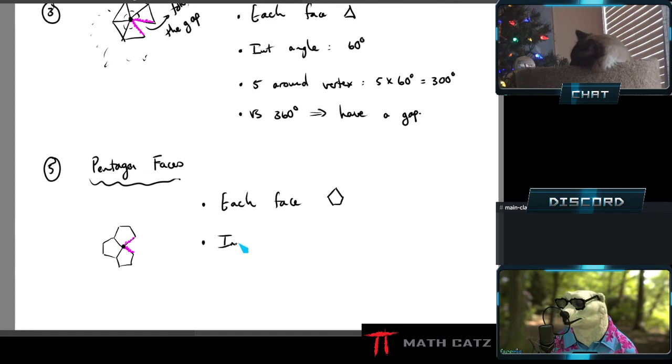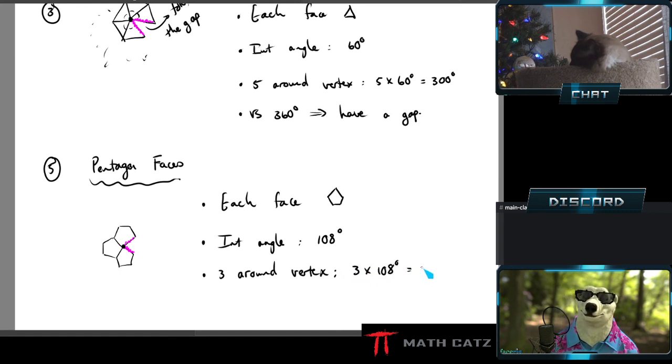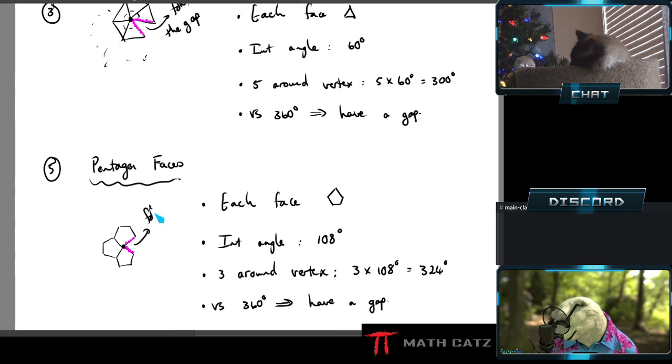I want that structure. Now, if you remember, the interior angle of a pentagon, we calculated it. I said you have to be able to do it. It's 108. Now, the minimum number I have to have is three to come together around a vertex. Otherwise, I won't have anything to fold. Two just won't work. I'll just fold it flat. I'm trying to create a three-dimensional shape. So three times 108 is, of course, 324. But that's good news because when I compare it to 360 degrees, it means I have a gap. And that's all I need. I don't care how big or small the gap is, I have it. And I can fold over that gap, create a three-dimensional shape with pentagon faces.